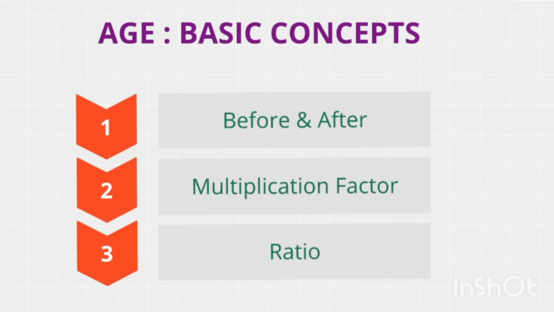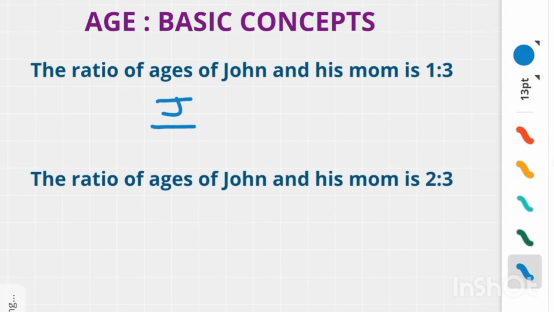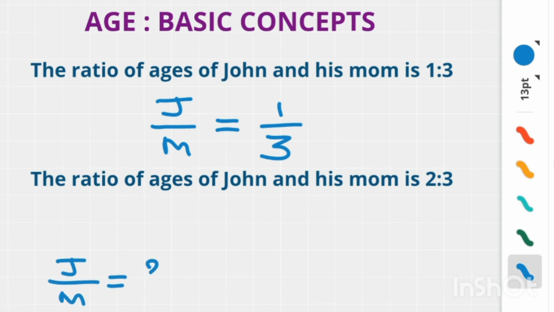The last fundamental concept we are discussing today is ratio. If the problem statement says that the ratio of ages of John and his mom is 1:3, this translates into J by M equals 1/3. There is an alternative way of representing the same information. Suppose the ratio is 2:3, we get J by M equals 2/3.